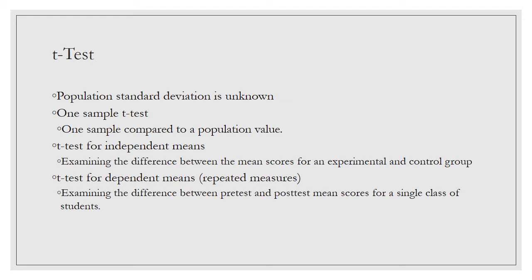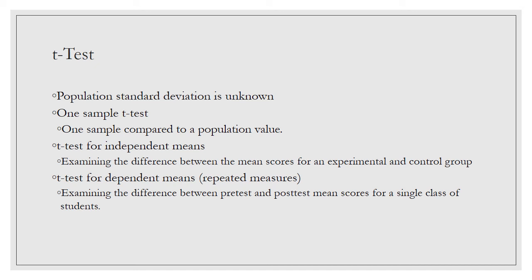These are the three most common t-tests. A one sample t-test, we just collect data from one group compared to a population value. A two sample t-test for independent means, we're comparing our classical experimental and control group. And our t-test for dependent means, our repeated measures: we just have a single group, like a classroom, that we're testing at time 1. Some intervention occurs and we test them at time 2. So those are the three t-tests.